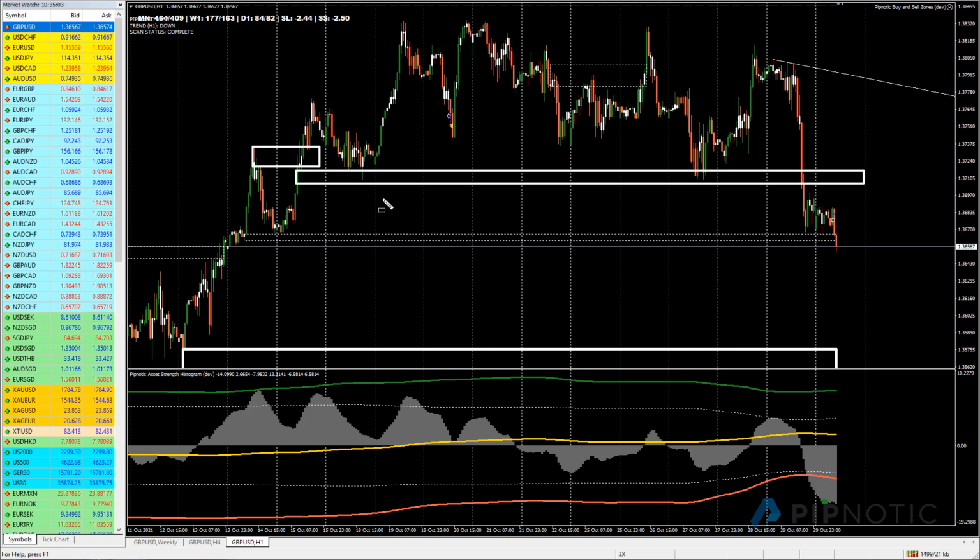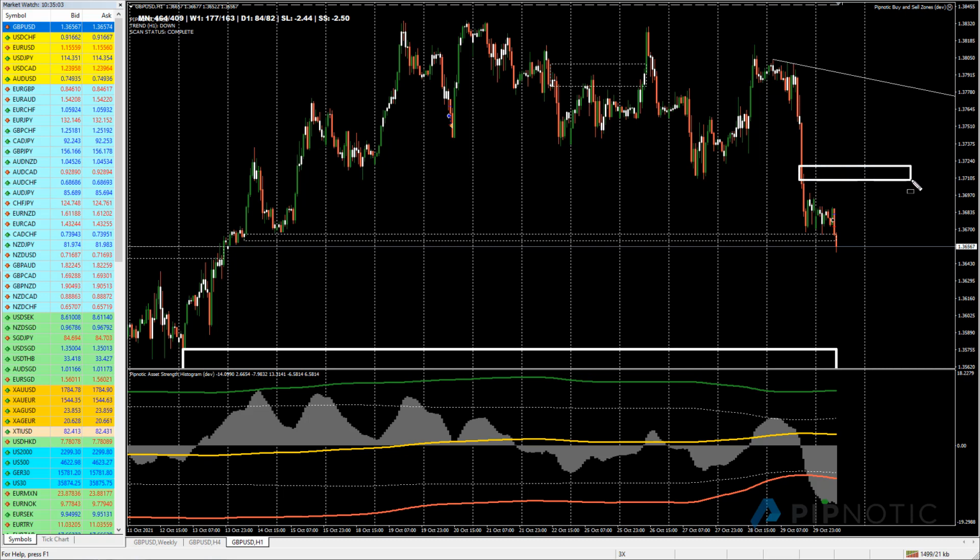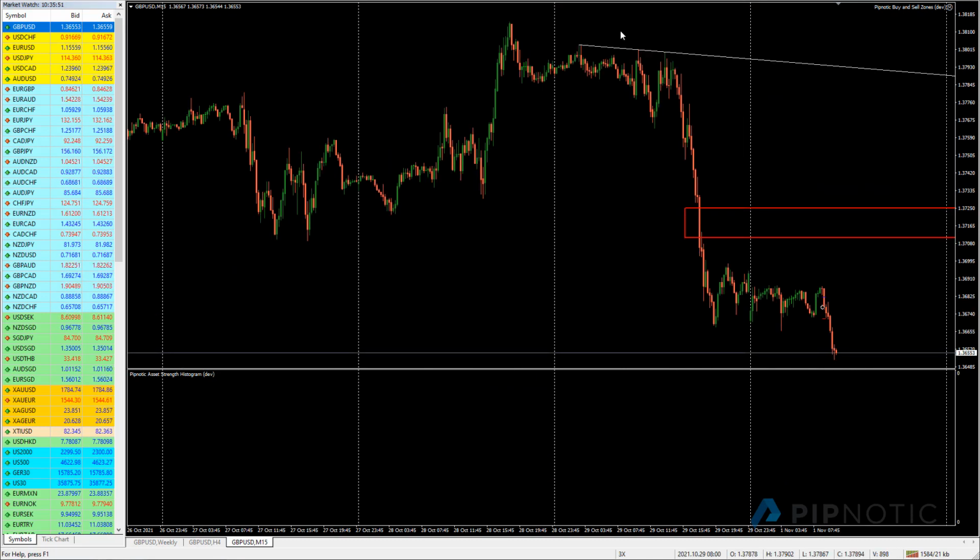Okay, price tested it once, twice, and now price went through it. So then you ask yourself the question, what area of supply is responsible for removing this? Well, I'm guessing something in here. You can't see it on this time frame, so we'll draw a rectangle there, and then we'll go to a 15-minute chart and find it, because I'm pretty sure there's going to be something.